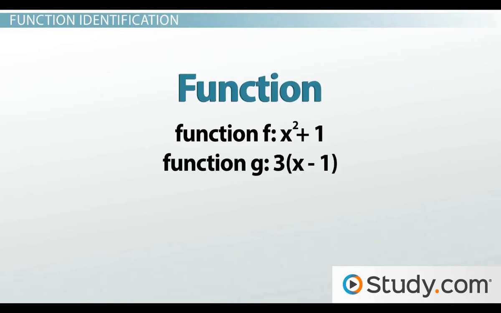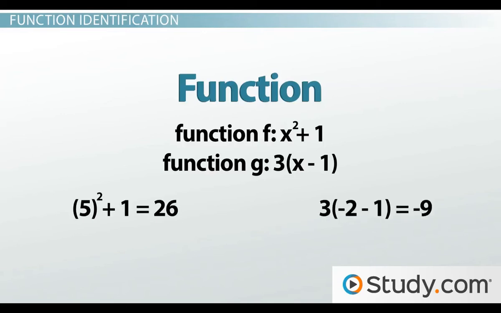What do we do with functions? We plug numbers into them and see what pops out. When we plug, say, 5 into the f function, we'd get 26 out. Or if we plugged negative 2 into the g function, we'd get negative 9 out. As you can see, we've got inputs and outputs. In most areas of math, we use x for the inputs and y for the outputs. But functions are a little bit different.